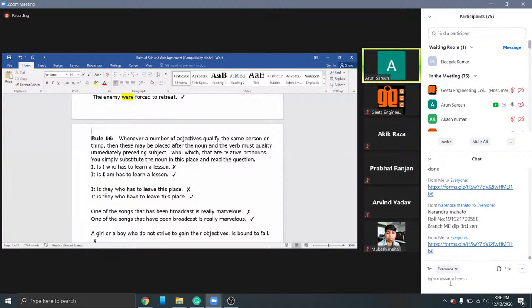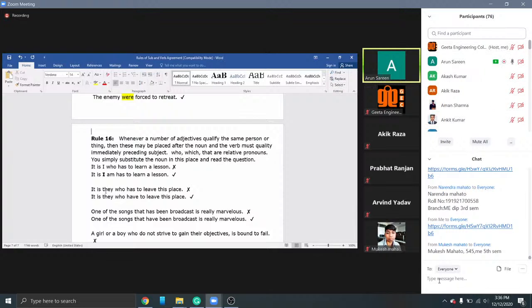And the verb, the action, we place immediately preceding the subject. And the verb we use goes before the subject. Now take this example: It is they who has to leave this place. Wrong. It is they who have to leave this place, because "they" takes "have"; using "has" is wrong.